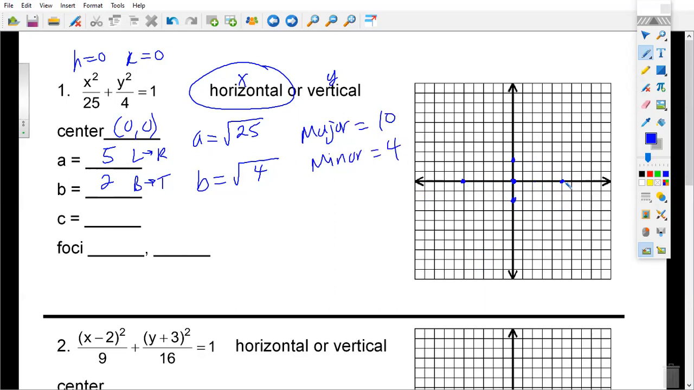Do we see that? Okay, your c equals the square root of your a squared minus b squared. So the square root of 25 minus 4. What is 25 minus 4? 21. So your c is going to be the square root of 21.